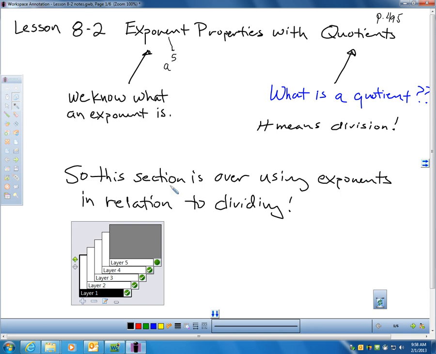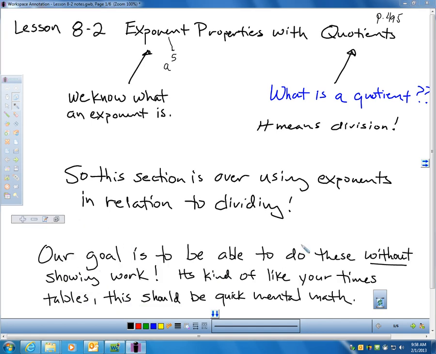So we're going to use exponents. This section's over using exponents in relation to dividing. And it's just like the previous section. Our goal is to be able to do these without showing work. It's kind of like your times tables. This should be quick mental math. Just like the last section, we didn't have any hard mental math. It was quick mental math. Didn't have a lot of work to show. We just had to understand three basic properties of multiplying with exponents. Today, we have two basic properties to learn.